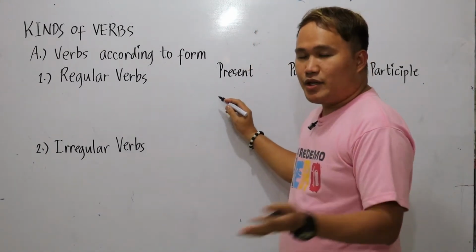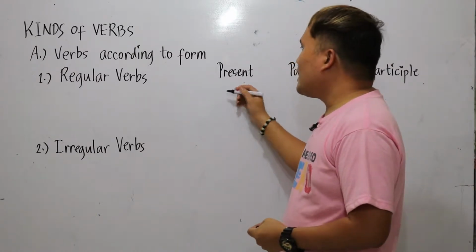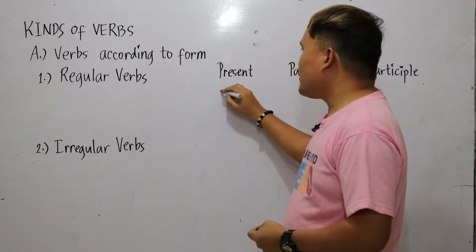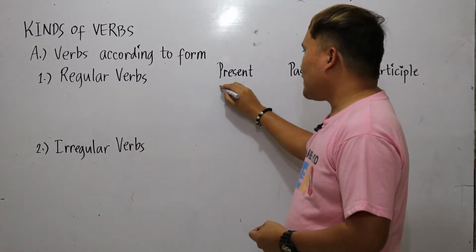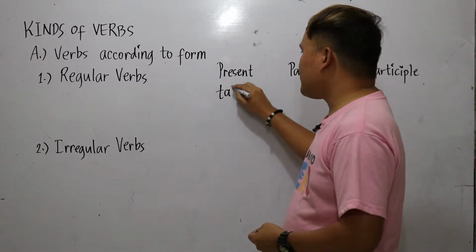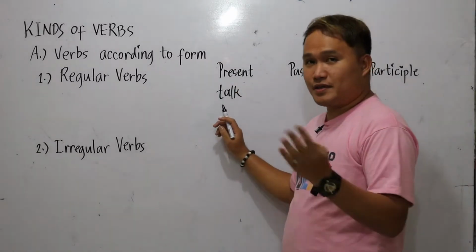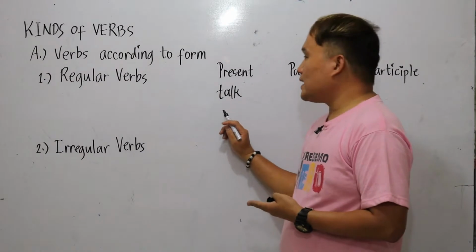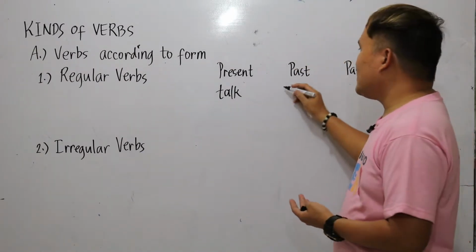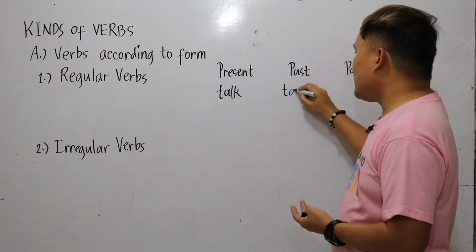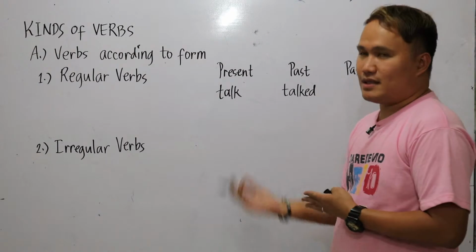Okay, can you give me an example of a verb, please? Let's have write. I'm sorry, not write. Talk. Okay, the present form of talk is just the simple form of the verb talk. And if you're going to transform it to past tense, you just have to put ed if you're referring to a past action. So talked.